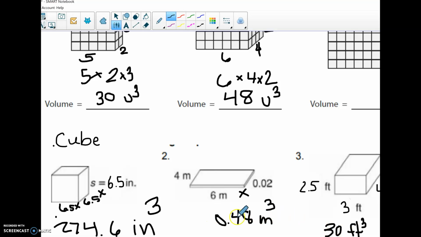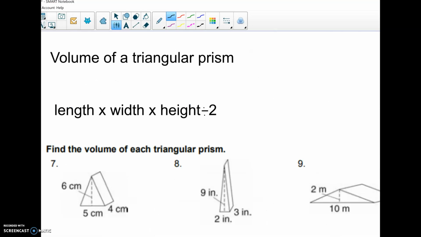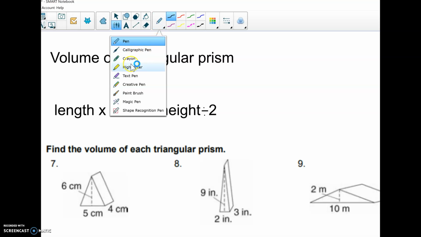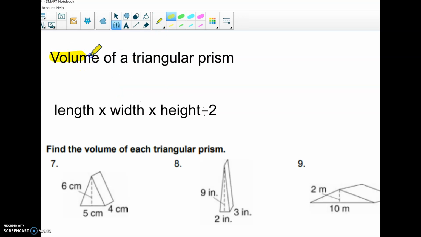All right, so if you got those two right, congratulations. If you got them wrong, it could be you typed it in wrong, maybe you're not multiplying, you just need to multiply the three numbers together. Okay? All right, the next thing is a triangular prism. So draw a line underneath what we just did, and now we're doing volume of a triangular prism. We just did a rectangular prism.